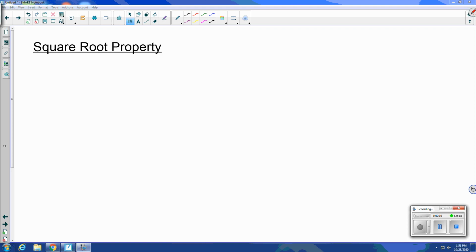We're going to cover completing the square. Before completing the square, we're going to talk about the square root property. Let's say I have x squared equals 4, and our goal is to find solutions to this equation.